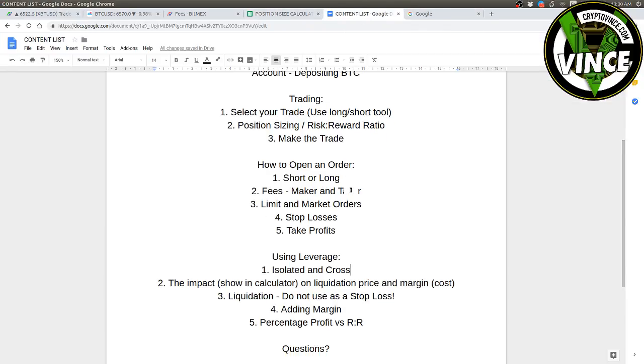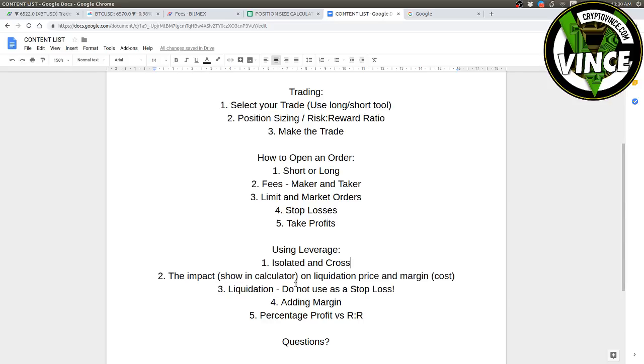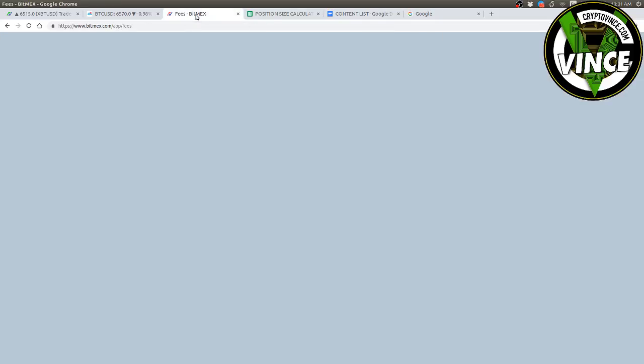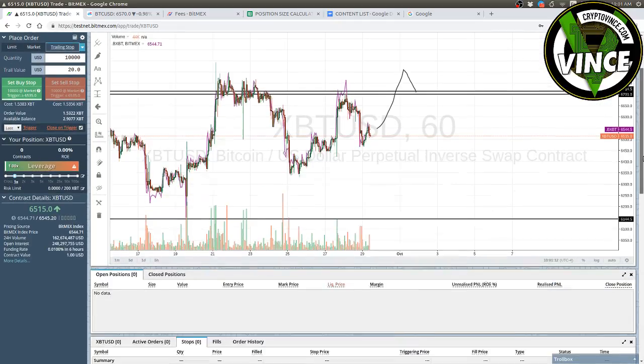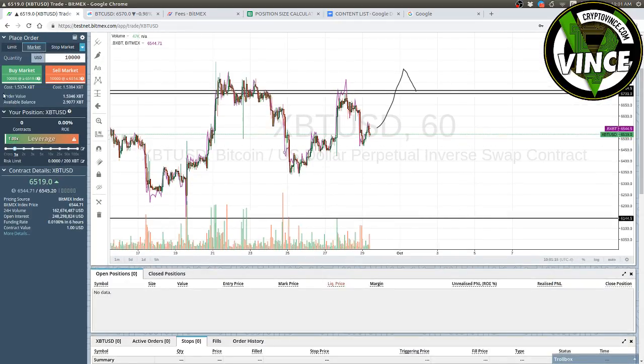Then we talked about the impact of the liquidation price and the margin cost. Make sure your stop loss is always above the liquidation price, because if you get liquidated, you're going to lose a lot. And then you can add margin. This is a feature you can use when you're playing with a stop loss and you want to lower your liquidation price. That's something you can do, and it's available on BitMEX. Of course, it's not recommended, but that's something you might want to know.